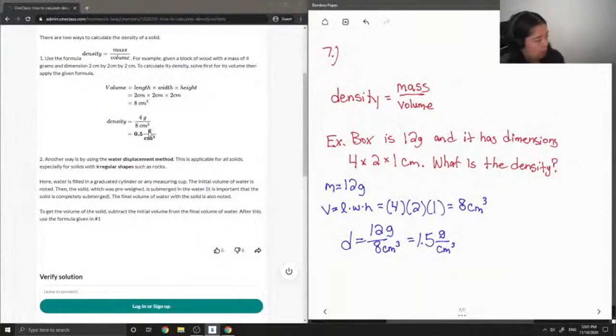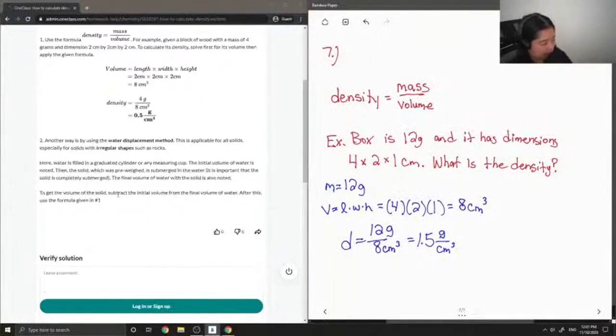So here, water is filled in a graduated cylinder or any measuring cup. The initial volume of water is noted, then the solid, which was pre-weighed, is submerged in the water. It is important that the solid is completely submerged. The final volume of water with the solid is also noted. To get the volume of the solid, subtract the initial volume from the final volume of water. After this, use the formula given in number 1.